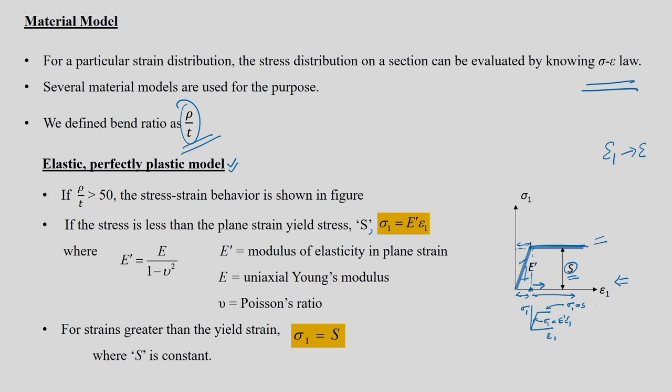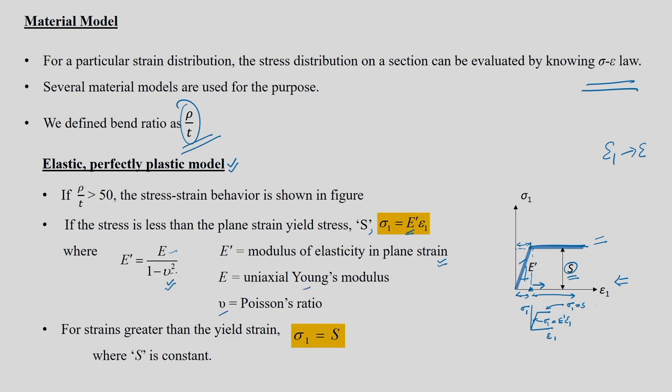And what is this E dash? Generally, we say E, but here we call it E dash. E is your modulus of elasticity, but E dash here is the modulus of elasticity in plane strain, not in uniaxial, but in the plane strain mode of deformation. This E dash can be found from this equation: E dash is E by 1 minus nu square. Here E is the uniaxial Young's modulus and nu is your Poisson's ratio.